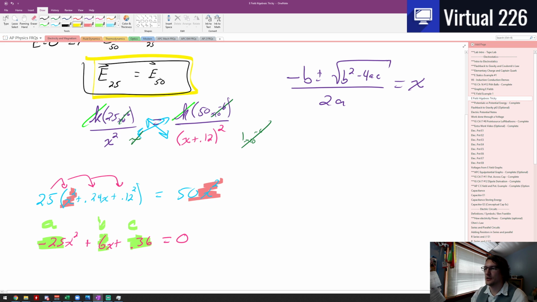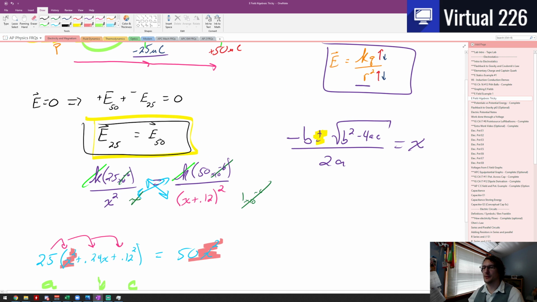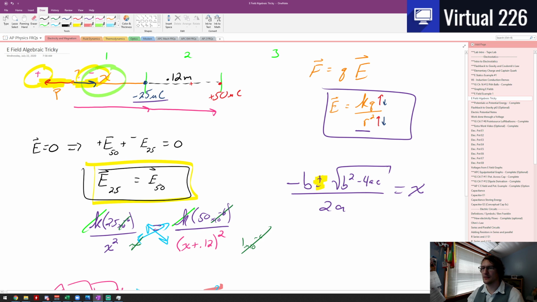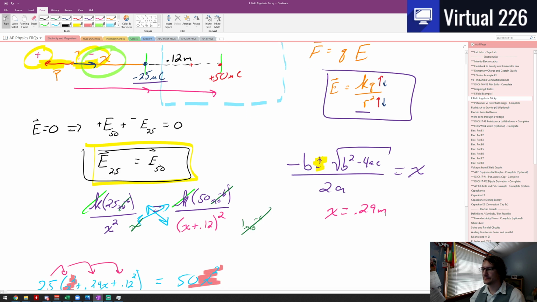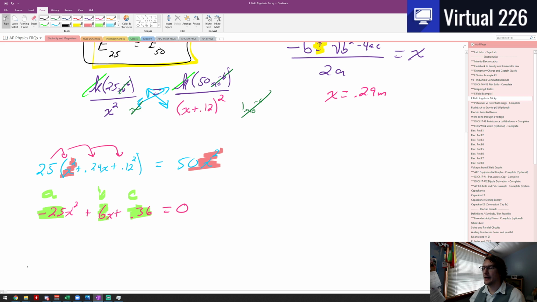Remember, when you do the quadratic, you're going to get two answers here. One of the answers is going to be non-physical. It's going to give us some negative number more than likely, which means, because negatives are to the right, it's implying that it's over here, which we know it's not. We know it has to be in region 1. So when we do this, we find that x is going to equal 0.29 meters, okay? Which is very helpful.